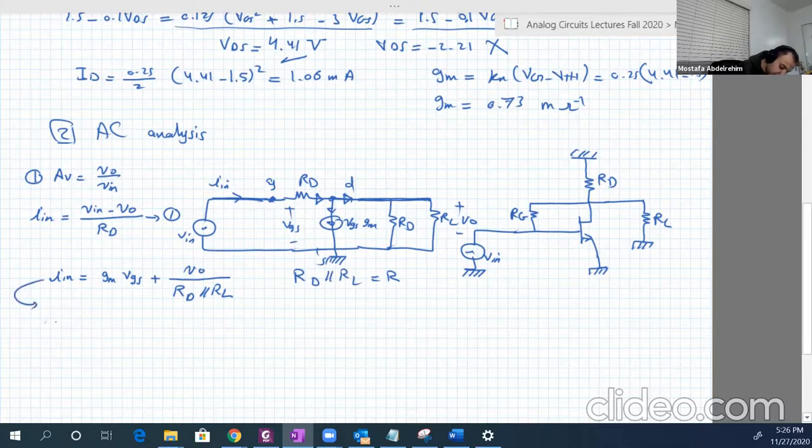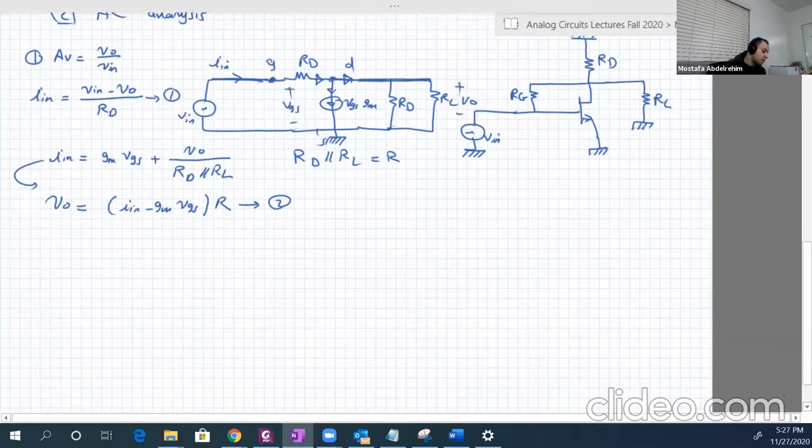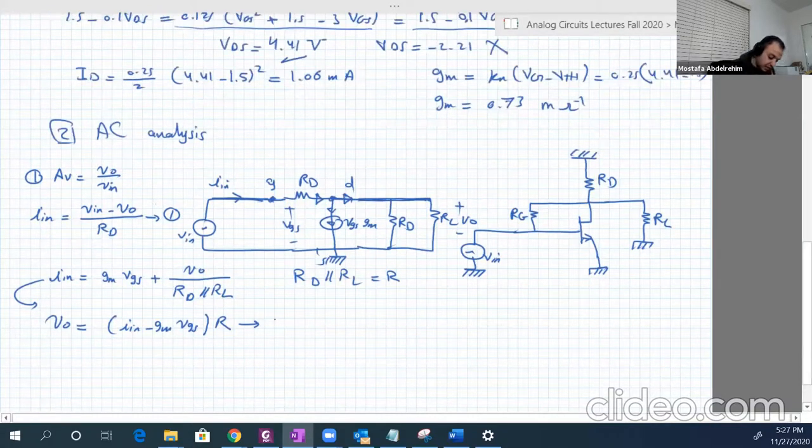So from that, VO is equal to I input minus GM VGS multiplied by R. And R again is RD parallel RL. This is number two. I will put now one and two. So I will remove I input and put this value. So VO. So let's write this clearly.